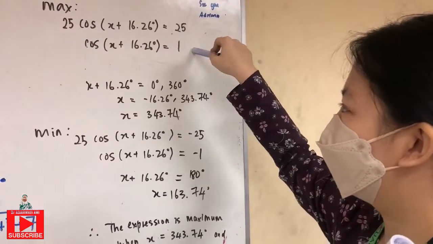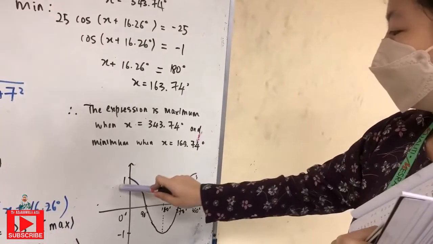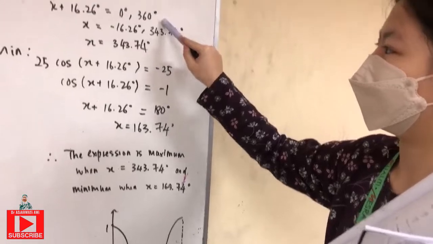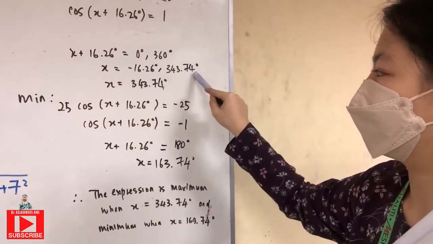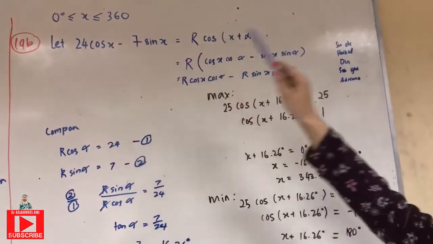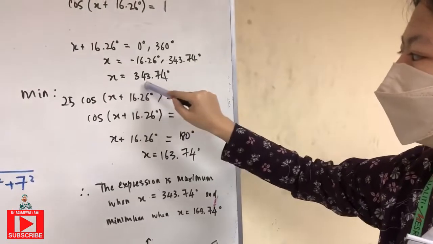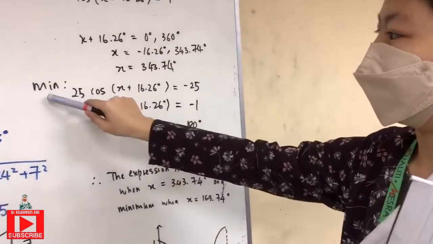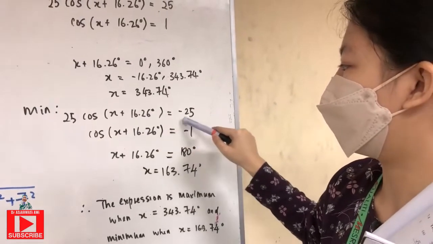So to find the value, we can look at the graph. When it is 1, we get 0 degrees and 360 degrees. Okay, then we minus 16.26 degrees, we get these two answers. But the range is greater than 0, so we ignore this negative angle. So x equals 343.74 degrees.